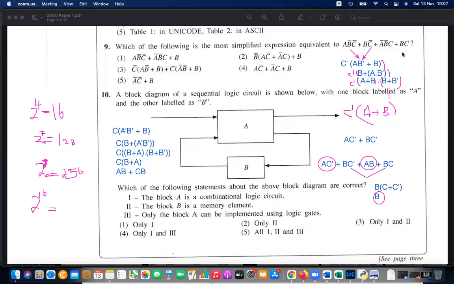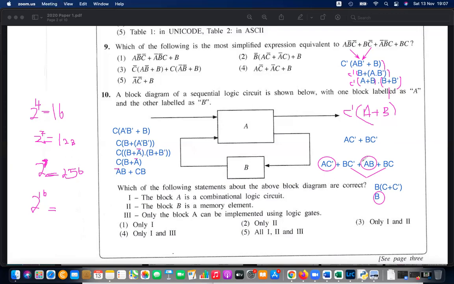Correct. The second term, C is out, A not B not. Where's the A not though? A not B not. So that's my mistake. Again, please tell me right when there are mistakes. This A not is there, A not is here also. And this A not continues here, A not is here also, and A not will be there here also.